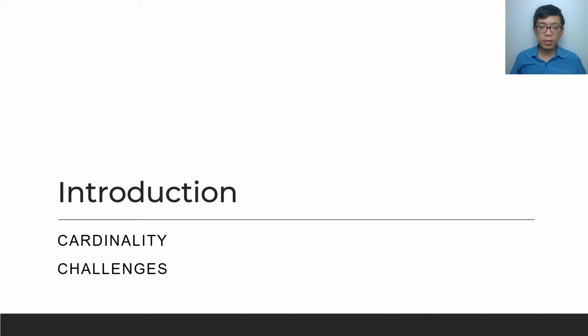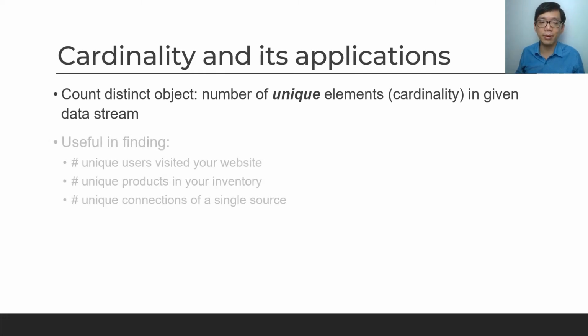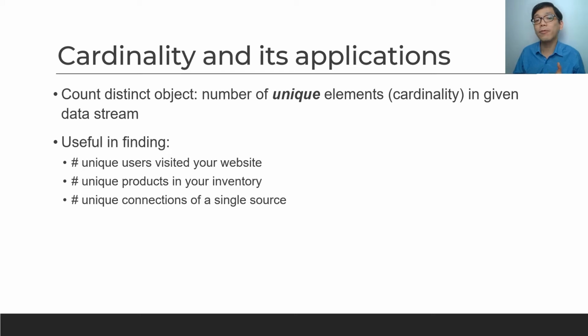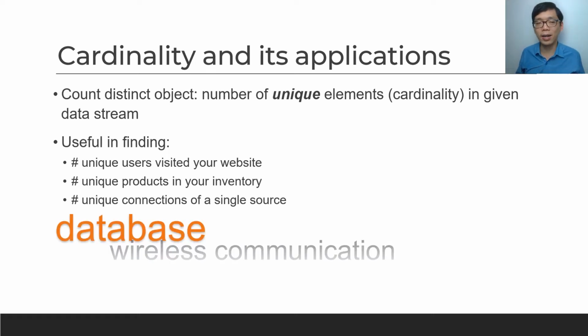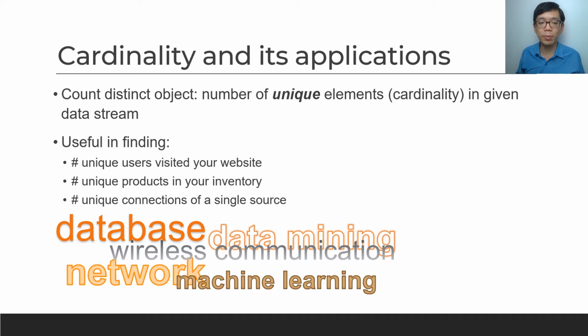The first part is the introduction about cardinality counting and its challenges. Counting distinct objects is counting the number of unique elements, or cardinality, in a given data stream, and it has applications in every area. It's very useful if you can find the unique users visiting your website. You can find the unique products in your inventory. You can find the unique connections from a single source, and it can be applied to a lot of areas such as database, data mining, wireless communication, network, and machine learning.